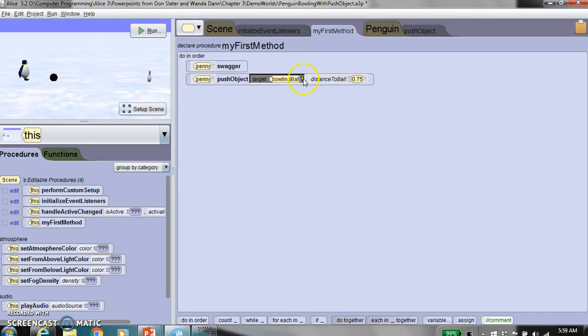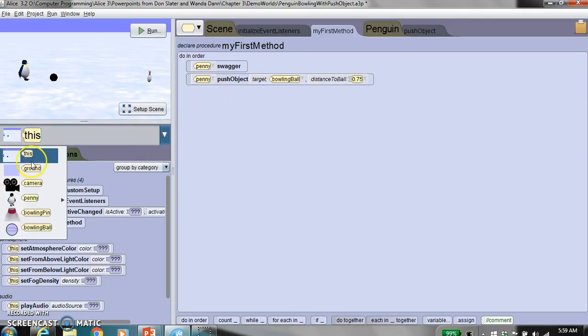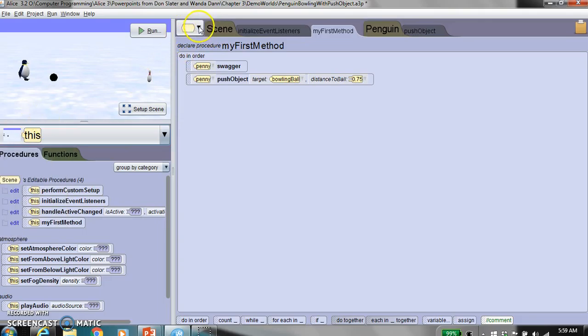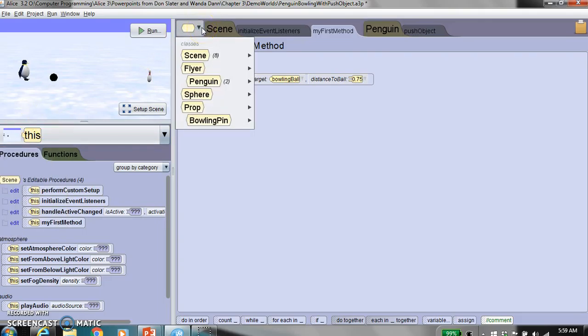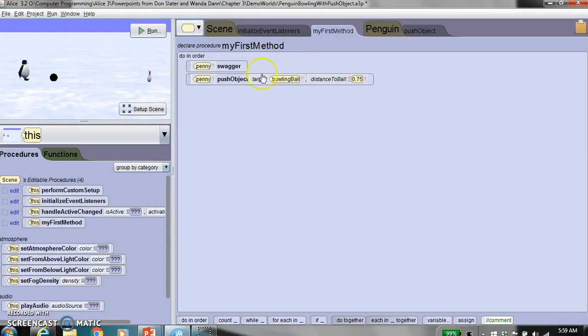Okay, could I put another target in? Well, let's try it out. Do I have anything else that qualifies as a sphere? I think I can look at it here. All right, so here's all your different options. Oh, sorry, it was bowling pin that was a prop. I think I called it sphere before. Do I have anything else that would work? Could I put penguin in there? Could the target be a penguin? Well, if I go to the drop-down menu, no. The only options are going to be the spheres.